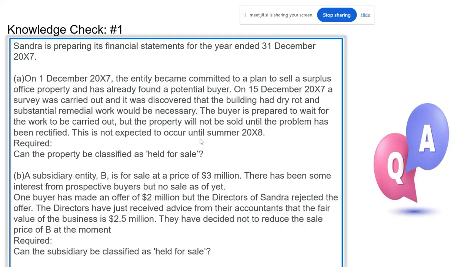So can we look at the B part? Sir, you did not answer. What will it now be held as? Will it just be an asset in our books? Definitely. Once we can't classify it as held for sale, it will become an asset in our books. I'm just telling you the reason why it can't be classified as held for sale. And once an asset cannot be classified as held for sale, then it becomes a non-current asset.